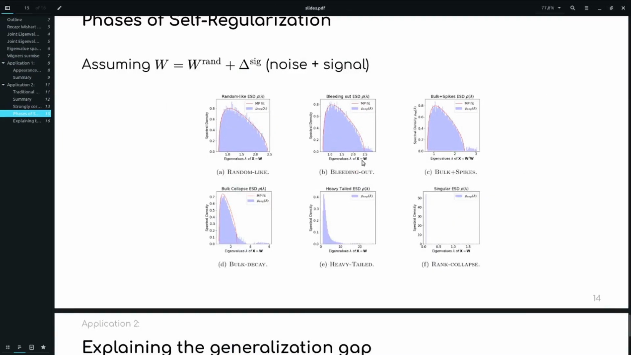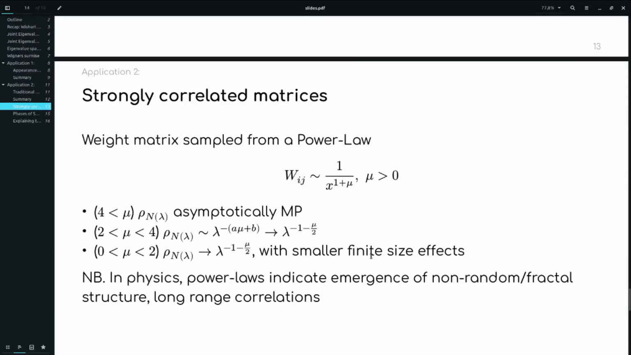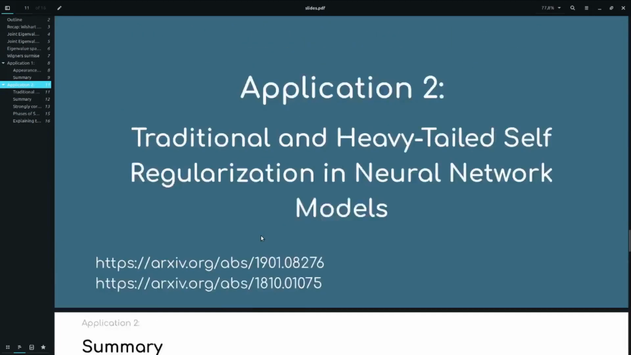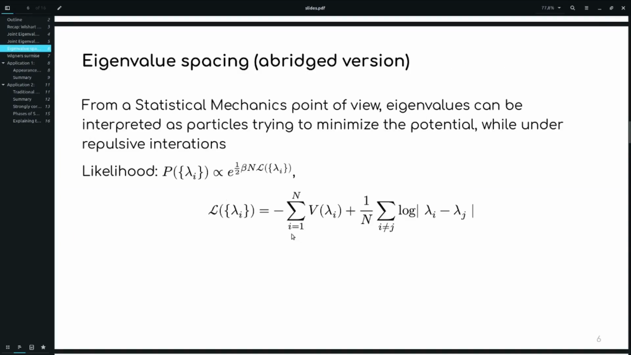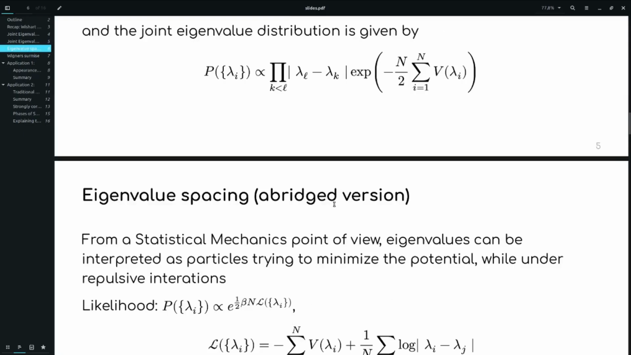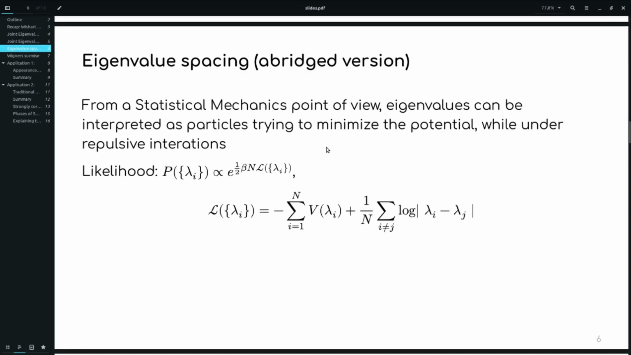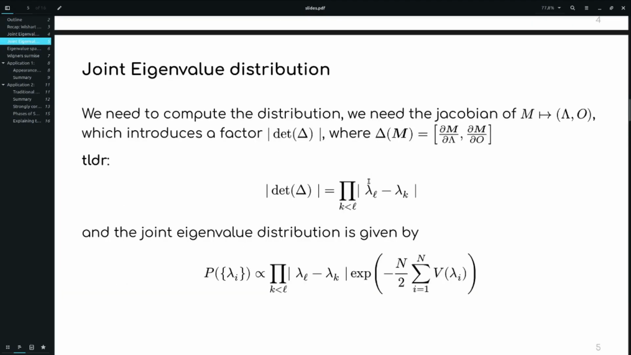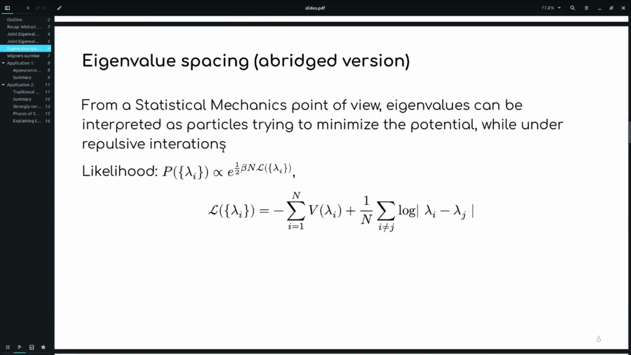Okay, so the stuff about the eigenvalue distance and how it could be interpreted. Do you mean stuff I said about this part or this part? The latter. The latter slide. Okay.